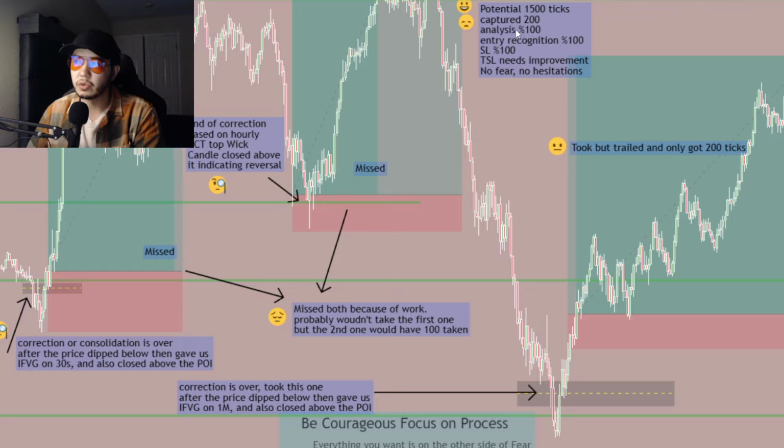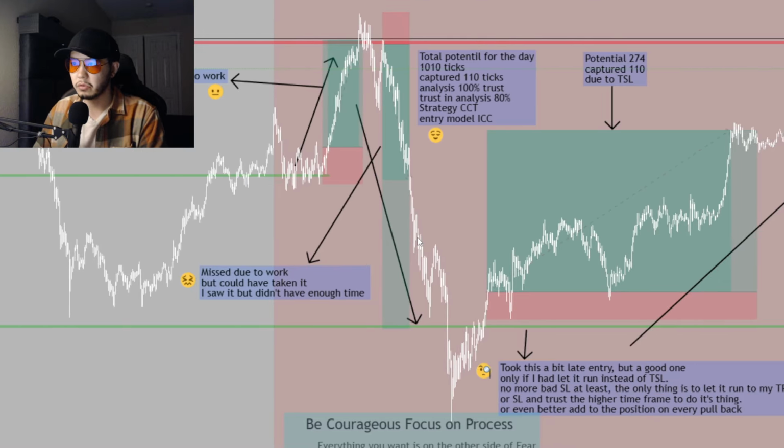Potential 1500 ticks, captured 200. Analysis 100%, entry recognition 100%, stop loss 100%. Trailing stop loss needs improvement, no fear, no hesitation. And you will write down your feelings, your entries, your mistakes, and everything. And if you review this every morning or every night, and every time you're done with your journal, you just upload it into ChatGPT and ask ChatGPT what it thinks, impersonating somebody like Mark Douglas or Tom Hogarth or whoever your favorite trading author is. And it's a huge game changer. And it's so quick and so easy to review. You go through it.